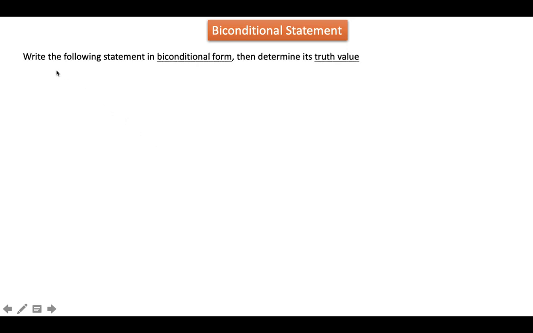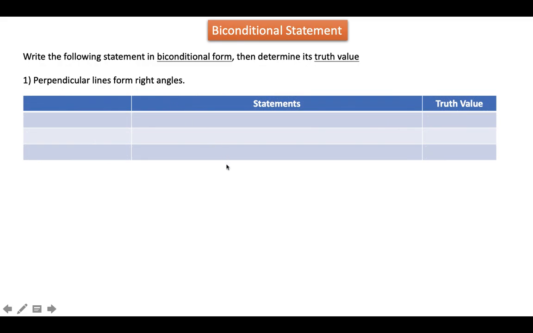Okay, so we're going to write the following statement in biconditional form. Then we will identify its truth value. So take this given: perpendicular lines form right angles. We will use a table to organize our answer. We can immediately write the biconditional form of our given by simply inserting the phrase "if and only if" in our given. So, lines are perpendicular if and only if they form right angles.